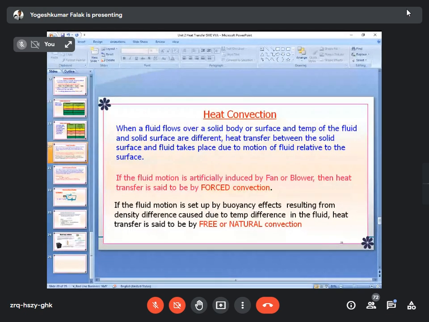So as it heats up, the water from the bottom goes up due to a density difference. Water when heated has a lower density as compared to when it is in a cold condition, when it has high density. So it moves from the bottom surface to the top surface. This is called heat convection by the movement of molecules of the fluid. And if the fluid motion is artificially induced by a fan or blower, the heat transfer is said to be forced convection.